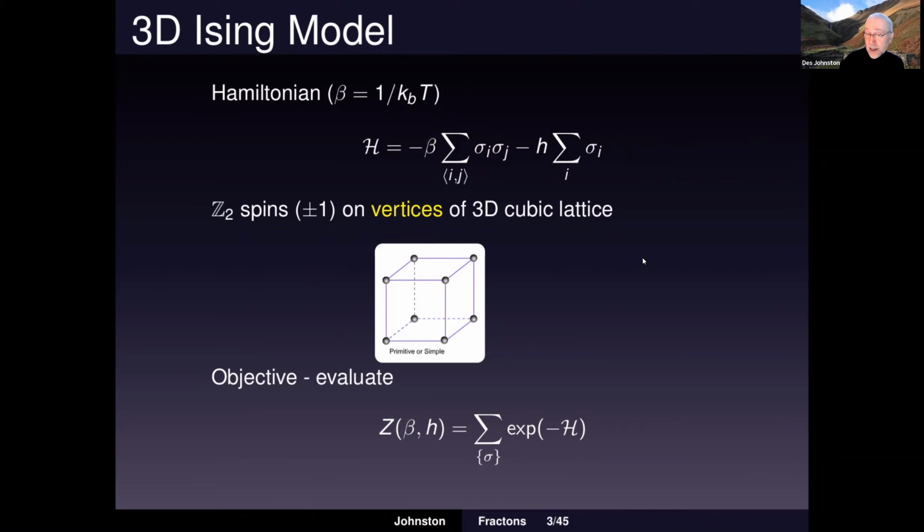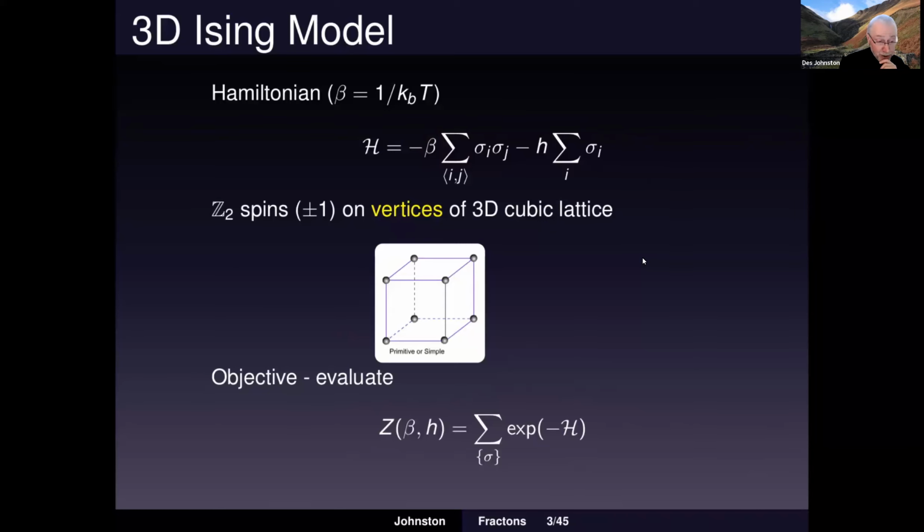And what we're interested in doing with these sorts of models is evaluating a partition function, which is something that looks like this. So we're interested in evaluating a sum over all possible spin configurations of this object. And from this, we can work out things like the magnetization or the energy or the variances of these quantities, things like the specific heat or the magnetic susceptibility. And we know that for the Ising model, both in 2 dimensions and in 3 dimensions, there's a phase transition.